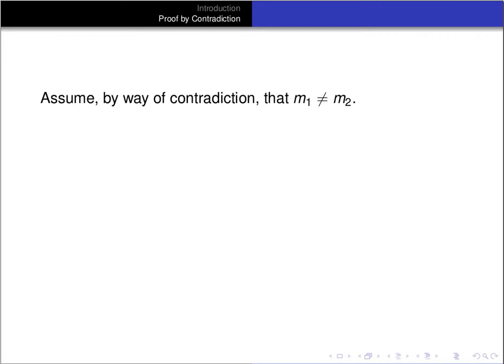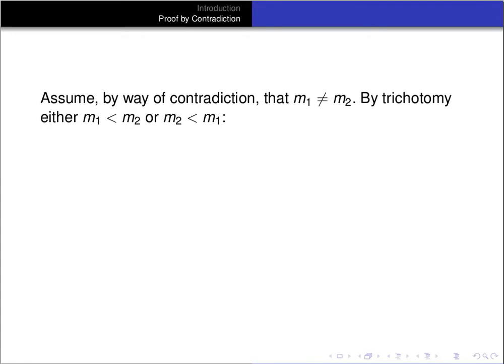Now we're going to assume, by way of contradiction, that M1 is not equal to M2. So what we're trying to prove is that if M1 is an infimum and M2 is an infimum, then M1 is equal to M2. So we assume the hypothesis, M1 and M2 are infimums, and we assume the negation of the conclusion. So we assume that M1 is not equal to M2. And we're going to try to find a contradiction here.